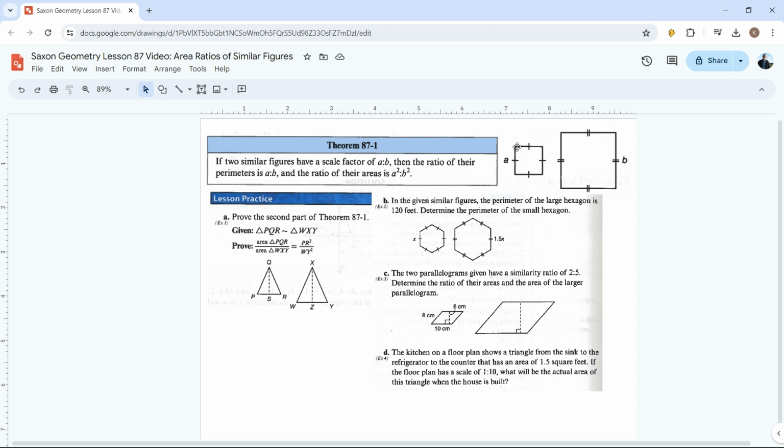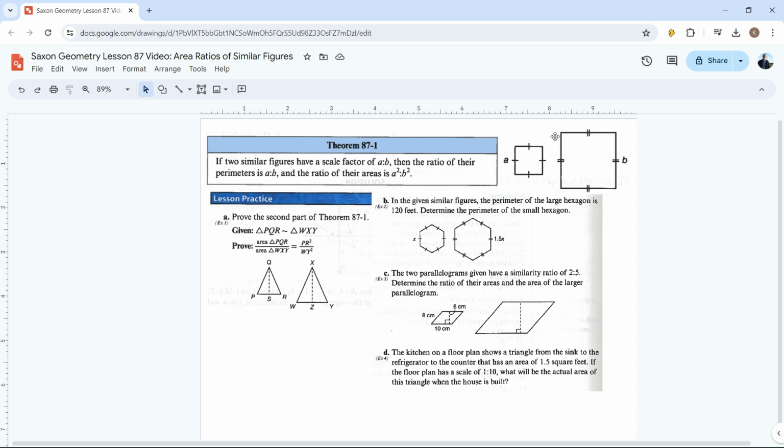I want you to think about this for a second. Let's say that square a and square b are similar figures. To convert a to b, I would have to multiply by some scale factor. Now, square a has an area of a squared. How does the area of square b relate? Well, let's think about that.